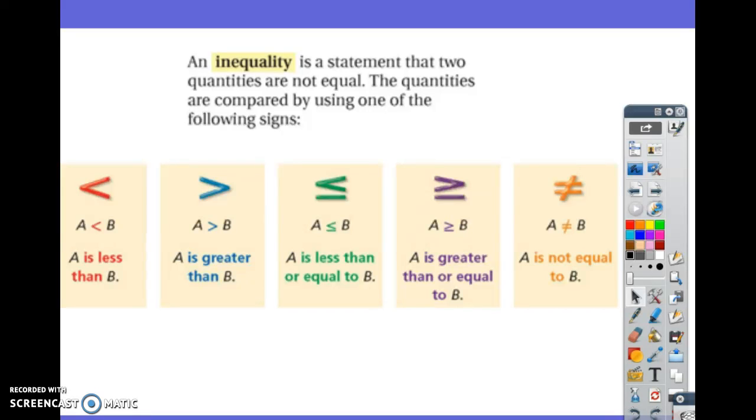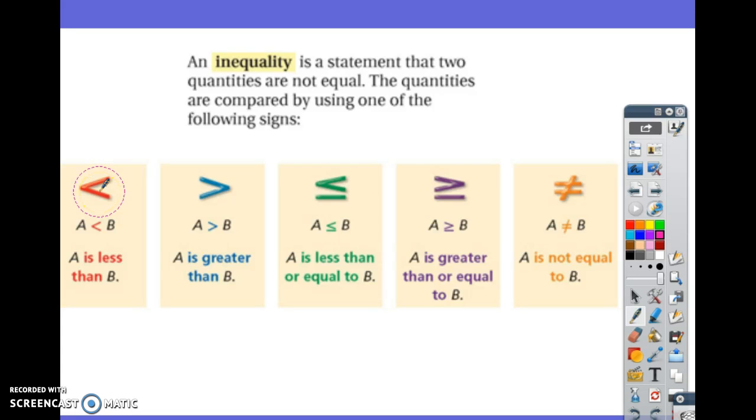Okay, ladies and gentlemen, today we are going to start our unit on inequalities. I know some of you have started your work on Khan Academy already, but an inequality is a statement that two quantities are not equal. Quantities are compared by using the following signs. So, let's look at the first one, less than.